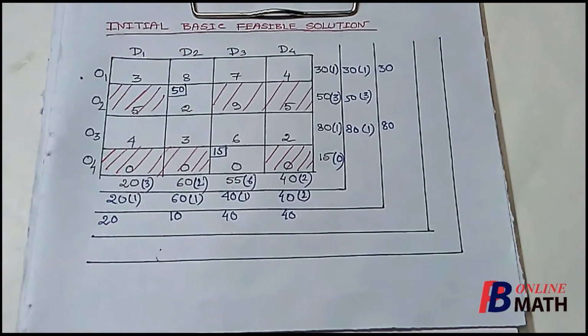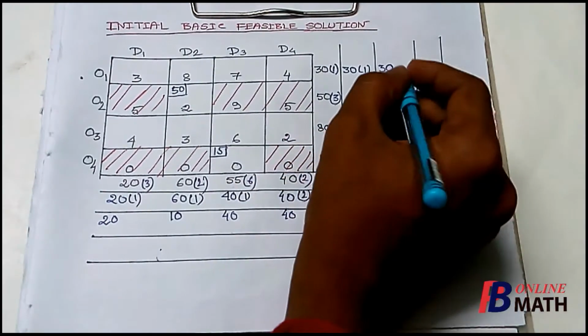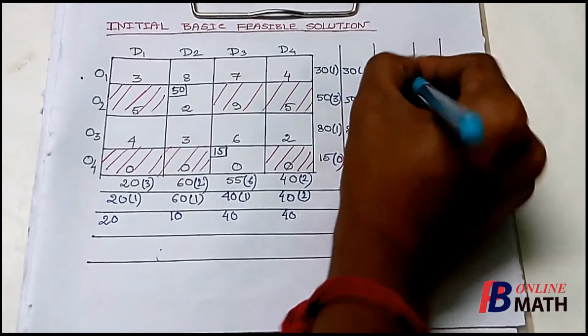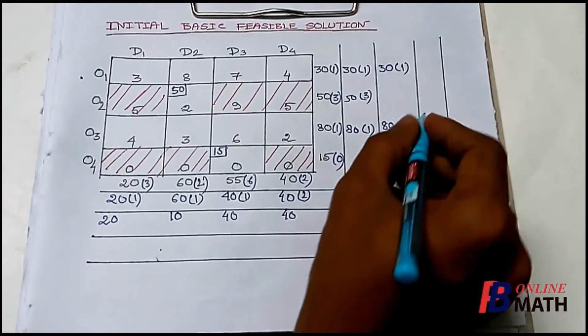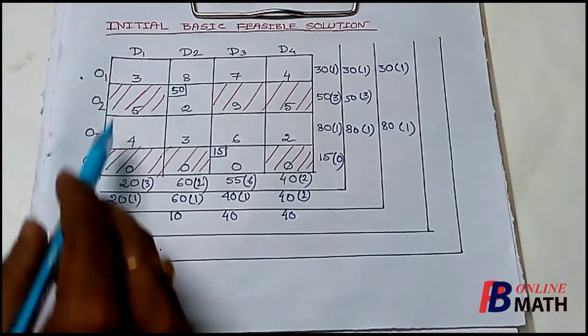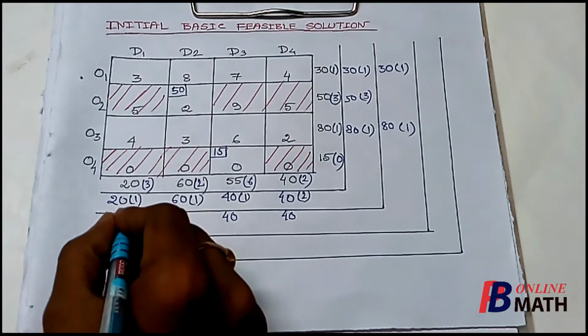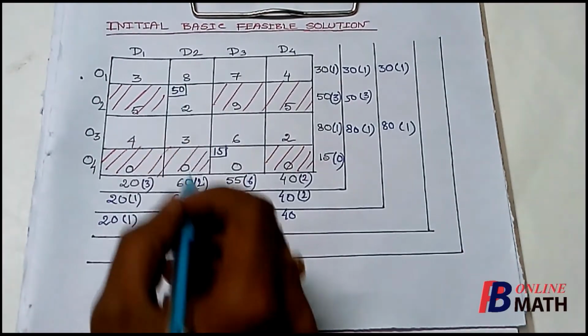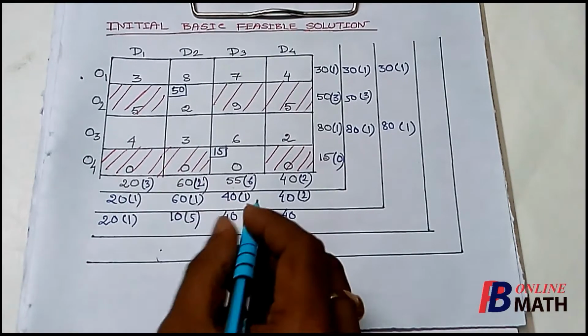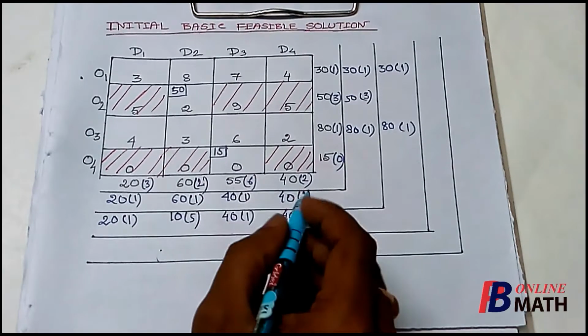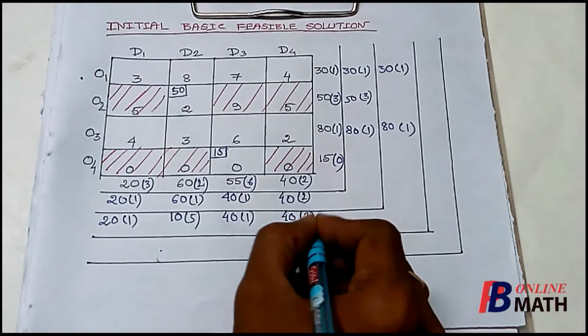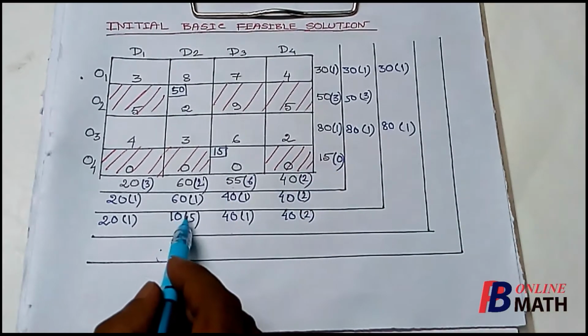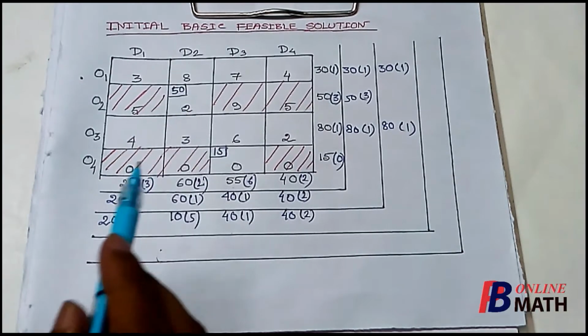Again we shall find the minimum element and the next minimum element from each row, and we shall write the difference between these two within a bracket. From the first row we find that the difference is 1, and from the third row we find that the difference is 1. From the first column the difference is 1, from the second column the difference is 5, from the third column the difference is 1, and from the fourth column the difference is 2. So we find that the maximum difference is 5, corresponding to the second column.